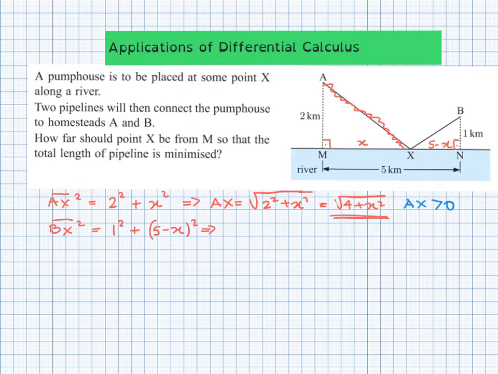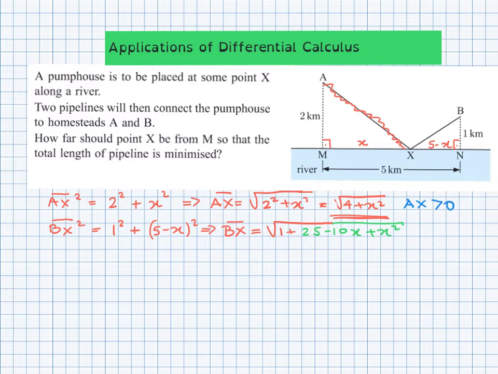From here, the BX length is equal to the square root of 1 plus. And now we can actually expand this part here straight away. So we're going to go with, let's use green, it's going to be what? 25 take away 10x plus x to the power of 2. I'm just using the rule for expanding a perfect square.